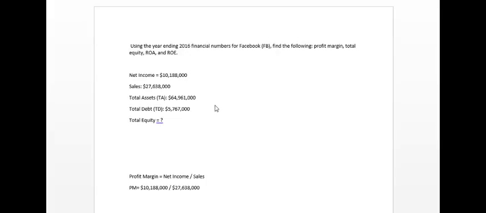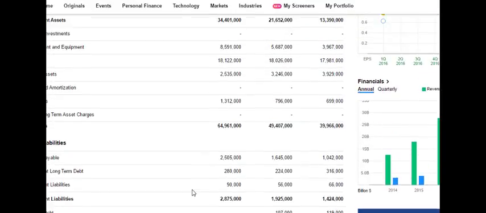There's some numbers that we are going to need to find from their financial charts. And I use Yahoo. So we're going to go to Yahoo and I'm going to show you how to find these: their net income, their sales, their total assets, their total debt. And then I'm going to show you how to calculate the total equity, although it's given. So why don't we head over here to the Yahoo numbers.